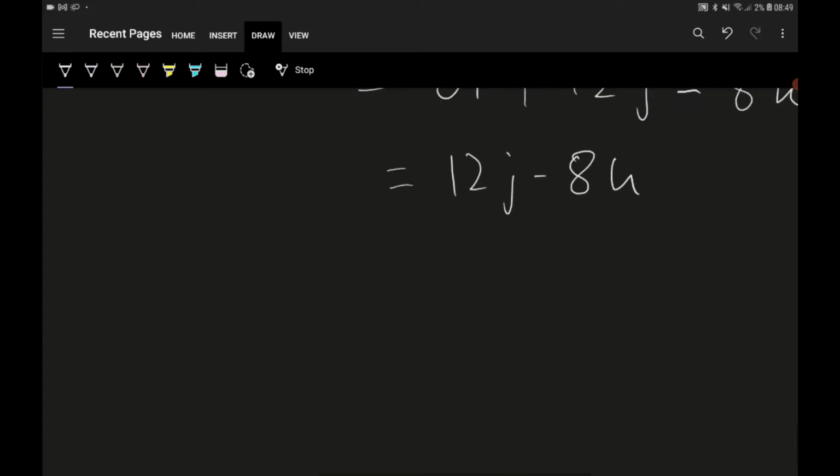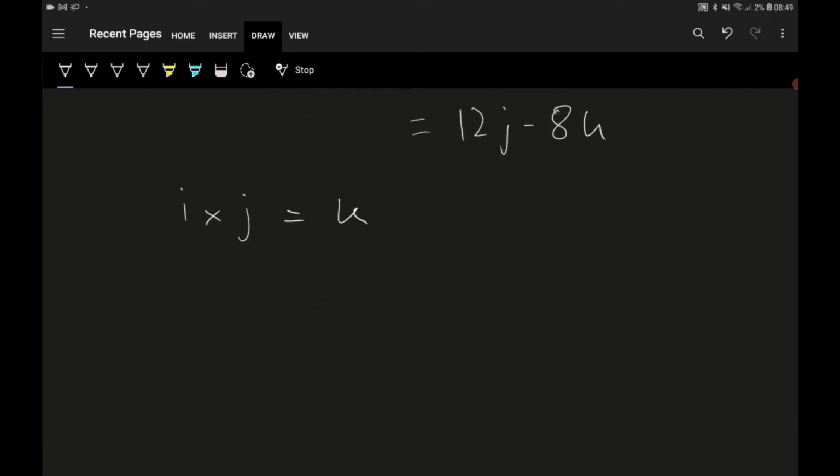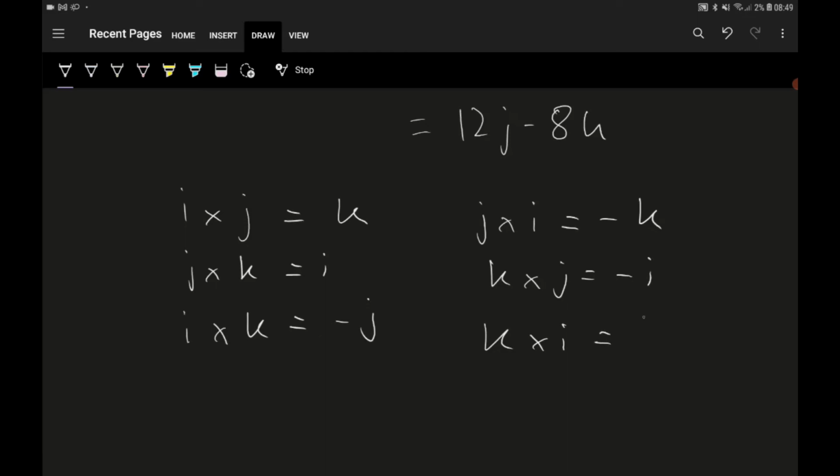It is also important to understand, or mostly remember, these couple of things. I really didn't know what to call these. i cross j is k. So this is when you take the unit vector of the x-axis and the unit vector of the j-axis, what we get is a vector in the direction of the k-axis. And j cross k is i, and i cross k is minus j, and j cross i is minus k, and k cross j is minus i, and k cross i is j.